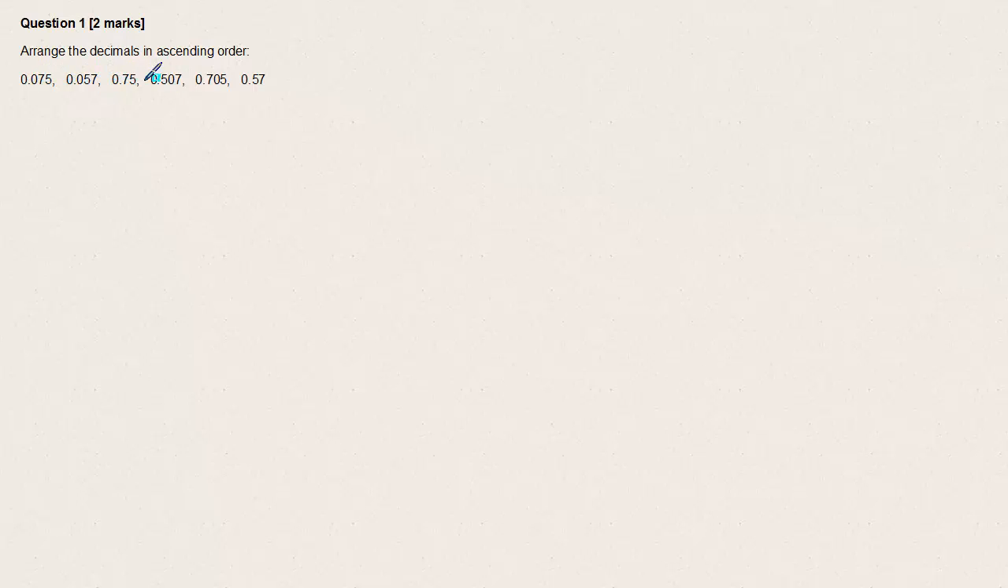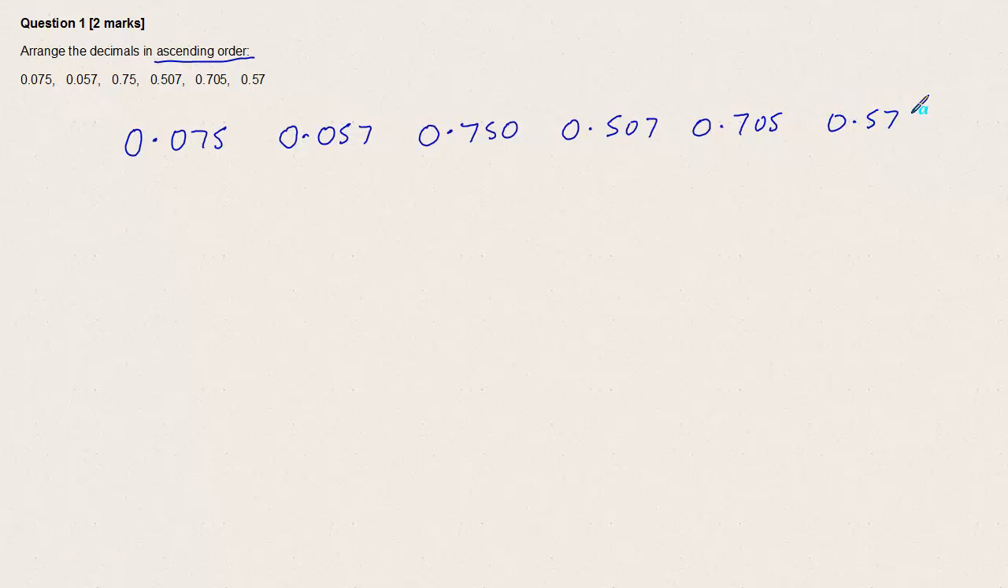We want to arrange these decimals in ascending order, which means smallest to largest. So we have 0.075, 0.057, 0.75, we could write that as 0.750 if we want to, 0.507, 0.705, and finally 0.57, and I'll write that as a 0 on the end.